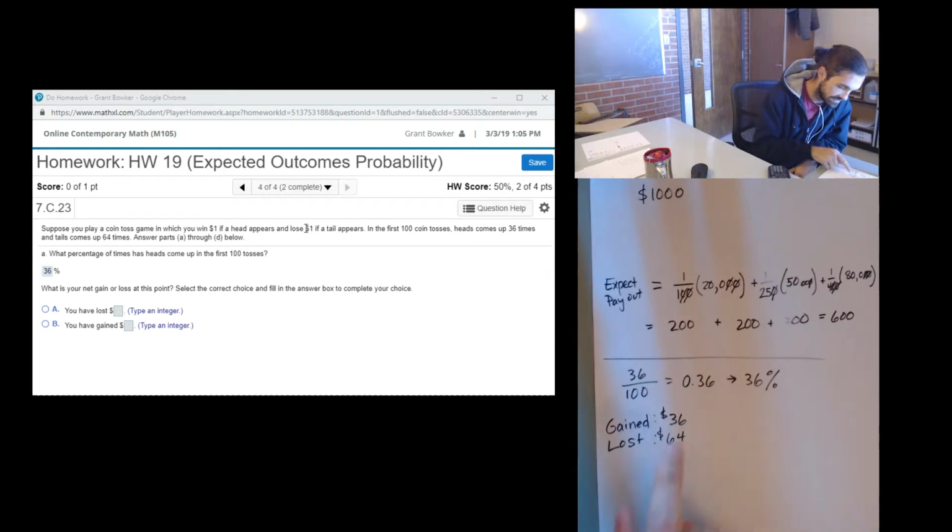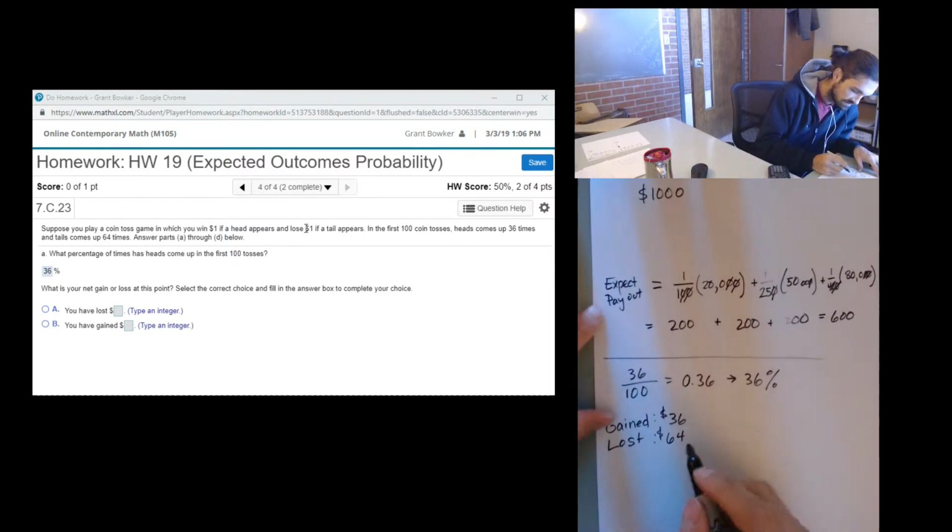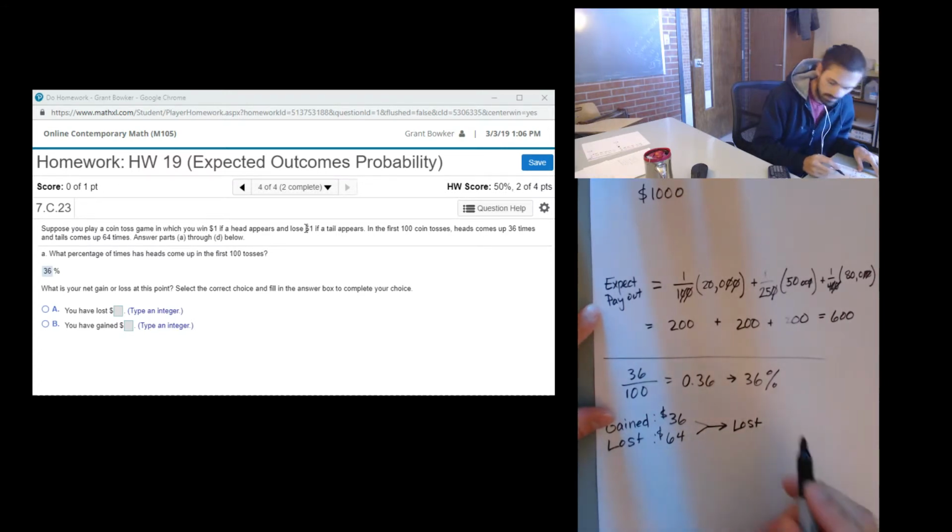We lost $1 every time heads appears. We gained $1. Taking the difference, 64 minus 36, 28. So recognize we lost more than we made. So we lost $28.